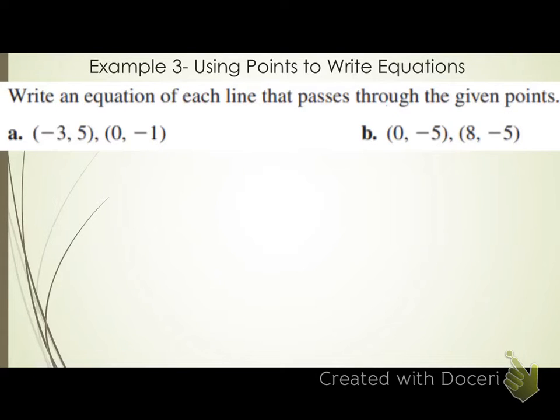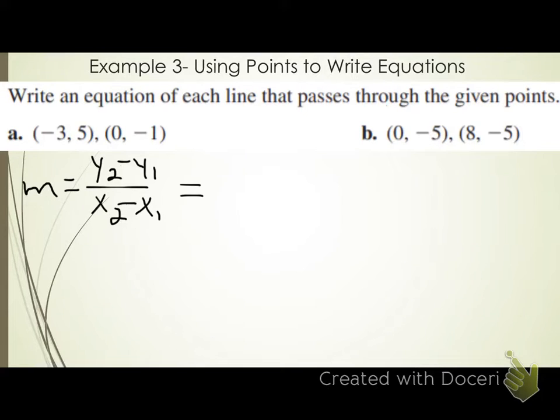What are the 2 things I need to create an equation in slope-intercept form? Slope and the y-intercept. So I've got to somehow find those 2 things from these 2 points. Any ideas how I can find my slope here? The slope formula, right? What's my slope formula? You guys should have that memorized already from the last test. y2 minus y1 over x2 minus x1.